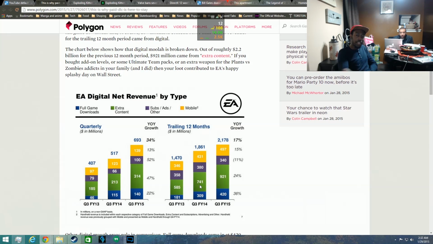So bonus add-on levels, some Ultimate Team packs, extra weapons. But I think they're comparing it to full game downloads, though. Yeah, but compared to that, it's only 36% for the quarterly. For the 12 months. For the quarterly, it's 22%. So if you were looking at it straight from the PC side, that is staggering. Yeah, that definitely is staggering.